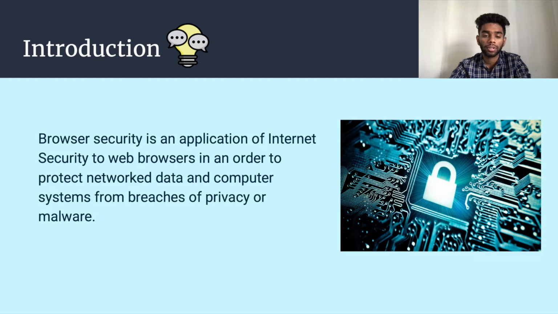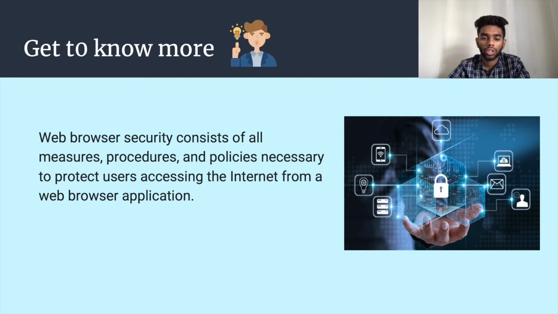HTTP and HTTPS are the most commonly used URL prefixes by users, and these are the main prefixes we can use so that we can do secure browsing on our laptops or devices. Web browser security consists of all measures, procedures, and policies necessary to protect users accessing the internet from a web browser application. Browser security is an application of internet security to web browsers in order to protect network data and computer systems from breaches of privacy or malware.